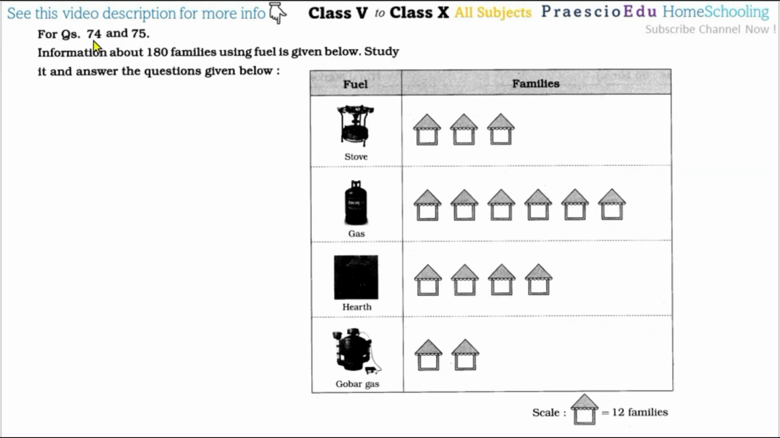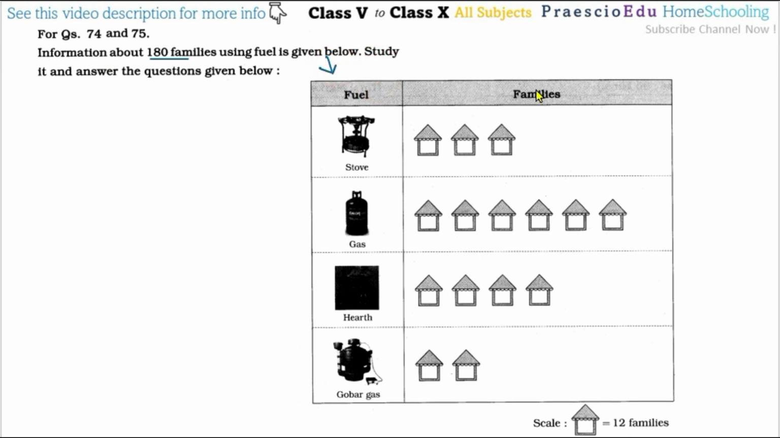Then question number 74 and 75. Information about 180 families' use of fuel is given below. Study it and answer the given questions. So here the fuel and the families are mentioned. Stove is used by 1, 2 and 3, and one picture is equal to 12 families, so that is 36 families. Now gas is used by 1, 2, 3, 4, 5, 6. 6 multiplied by 12, so that is 72 families.